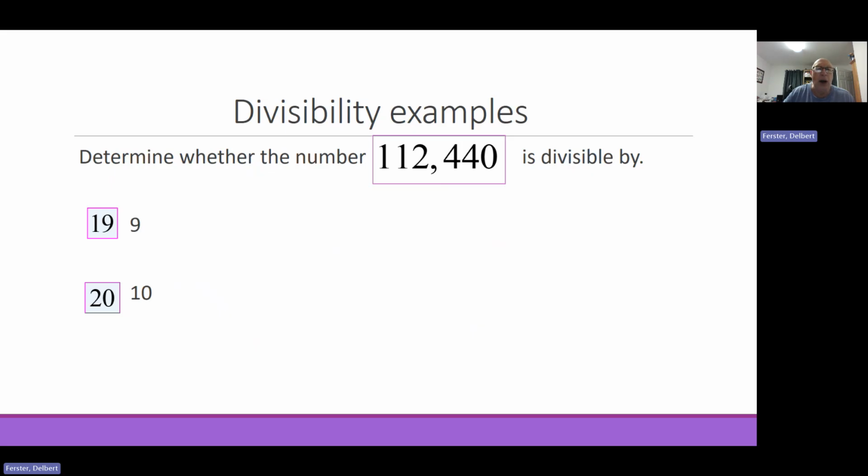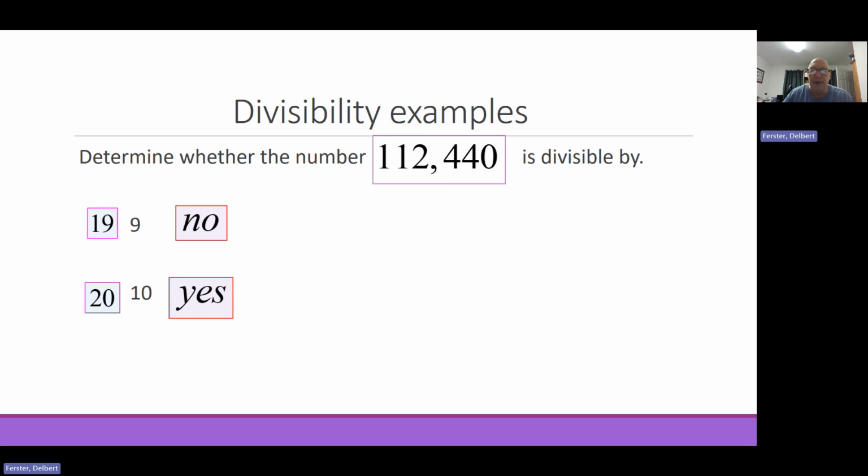Moving on. Is it divisible by 9? Again, we will add the digits. So we're going to add 1 plus 1 plus 2 plus 4 plus 4 plus 0. We did that previously. I think we got 12. Guess what? 9 does not divide 12. So that means 9 will not divide the given number, 112,440. So we get our first no. Will 10 divide that number? Yeah, I think it will, because it ends in a 0. So 10 will divide the given number. So a little practice for us in terms of the divisibility rules.